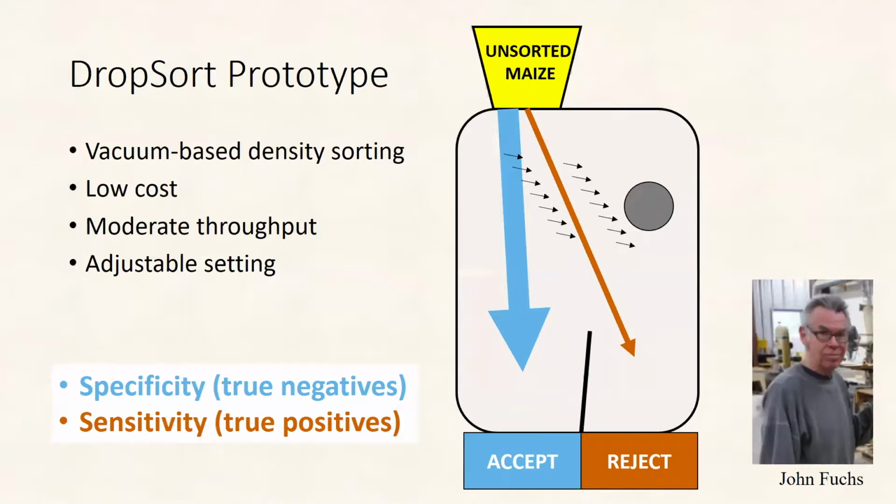And so when assessing the efficiency and the effectiveness of your sorting, we think of concepts of specificity and sensitivity. Specificity being the rate of true negatives, how well you're doing at keeping your good kernels, and sensitivity, your rate of true positives, how well you're doing at rejecting the bad kernels.